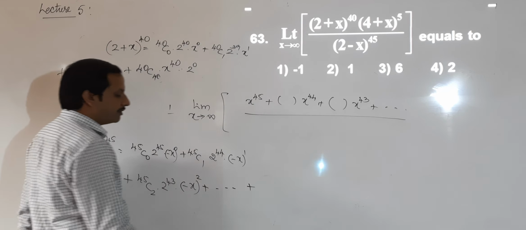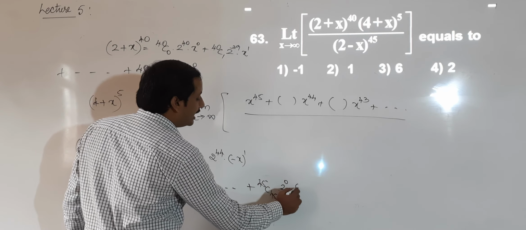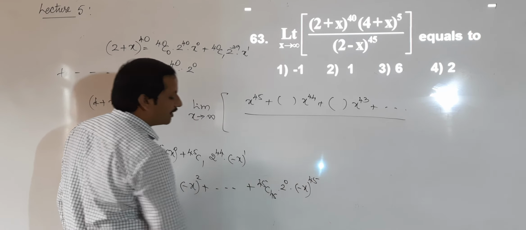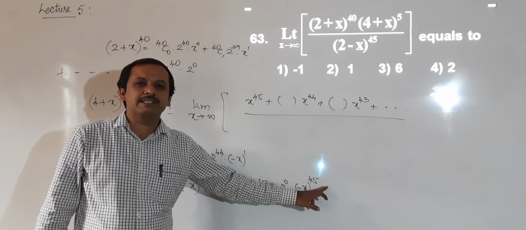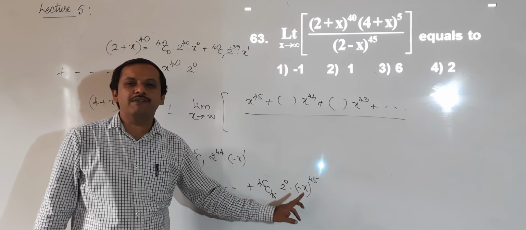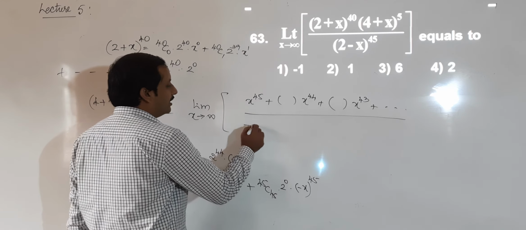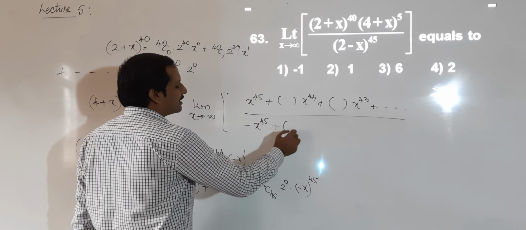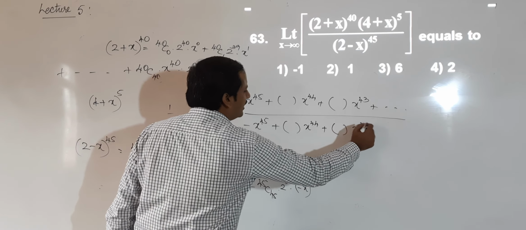Let's have a look at the last term. Last term will be 45c45 into 2 power 0 into minus x to the power 45. 45c45 is 1, 2 power 0 is 1, minus x to the power 45, power is odd, so here the coefficient of x power 45 will be minus 1. So that denominator, after all the simplification, we will get minus x power 45 plus some number into x power 44 plus some other number into x power 43, etc. See, we are not interested in the coefficients of x power 44, x power 43, etc.